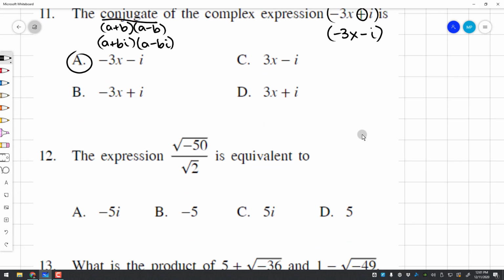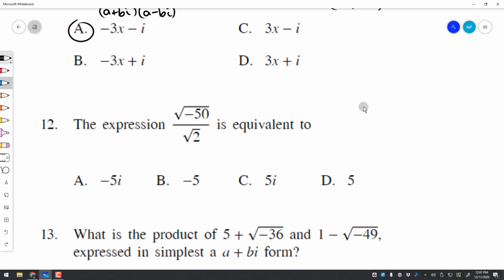For number 12, we're simplifying a radical expression. We could rationalize the denominator. So multiply top and bottom by square root of 2. That would give me square root of negative 100 over the square root of 4, which simplifies to 2.